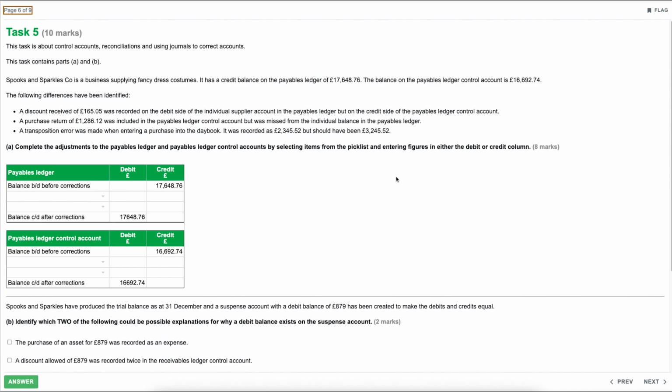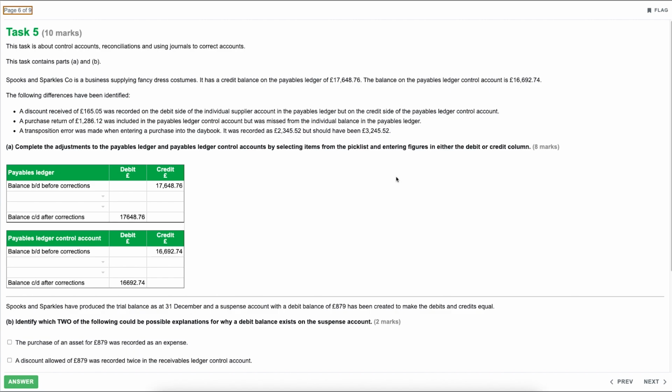Okay, so let's work down these logically. So we'll start with the first error and see what we need to do with it, which account it's going to affect, and then look at how we go about correcting it. Okay, so the first one, a discount received of £165.05 was recorded on the debit side of the individual supplier account in the payables ledger, but on the credit side of the payables ledger control. So first of all, we need to determine which side should it have gone on. And once we know that, we can then determine which one we need to adjust.